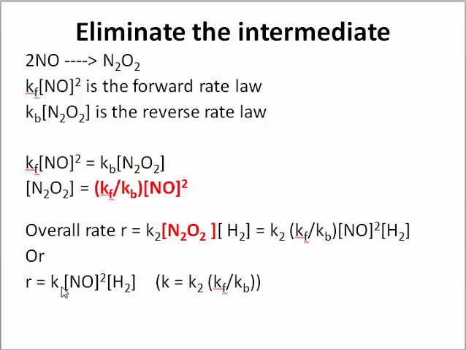We can rewrite the overall rate law as rate equals k times NO squared times H2, where the rate constant k is equal to k2 times kf over kb, as seen above. All right, to reiterate once again, we solved this problem by identifying the intermediate N2O2, solving for its concentration, and eliminating it from the rate law.